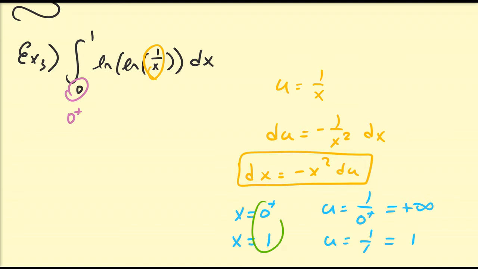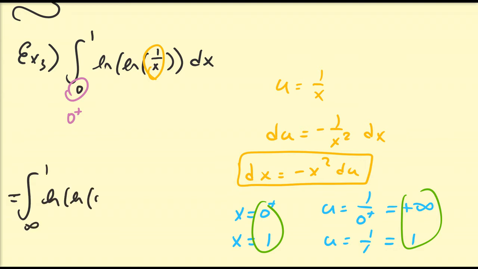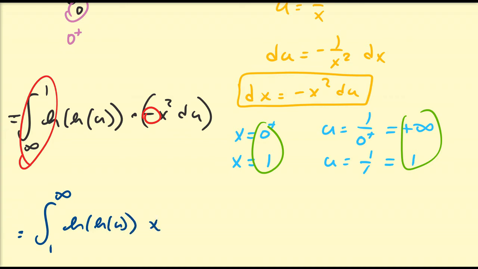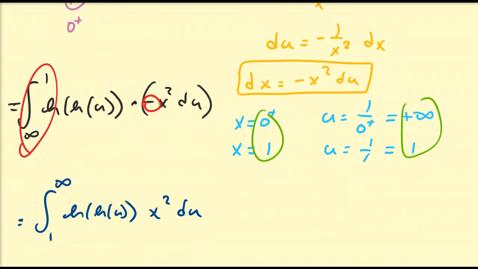So our integral from 0 to 1 is going to go to the integral from infinity to 1 of the natural log of u times dx, which is going to be negative x squared du. So we're going to take this negative and flip our integral into a more comfortable representation. So this is going to be equal to the integral from 1 to infinity of the natural log of u times x squared du. So what can we do with this x squared term here? So let's see.